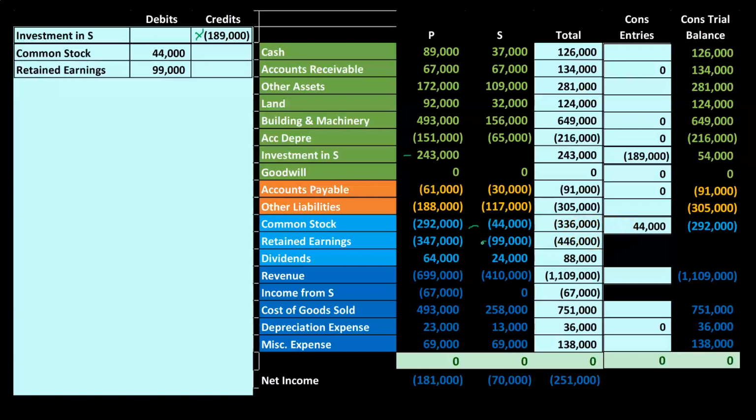We'll do the same thing for the retained earnings. So we're going to debit it for the 99. So we have the 347 plus the 99 is the 446. Then we're going to be removing the 99 to get us back to the 347.